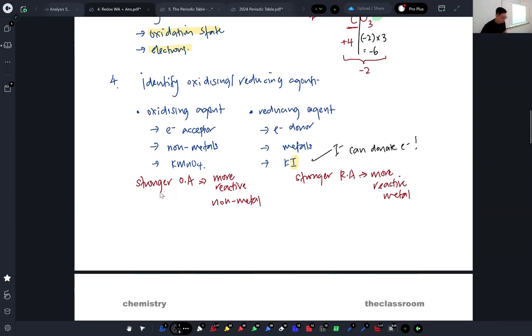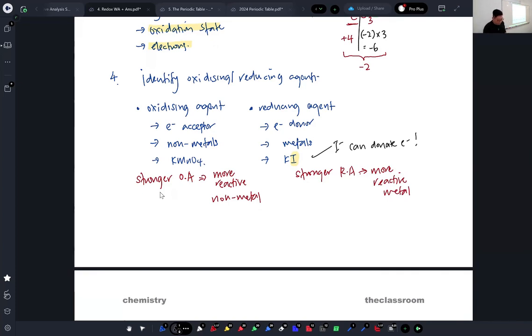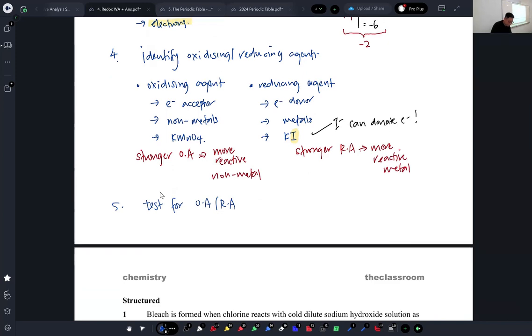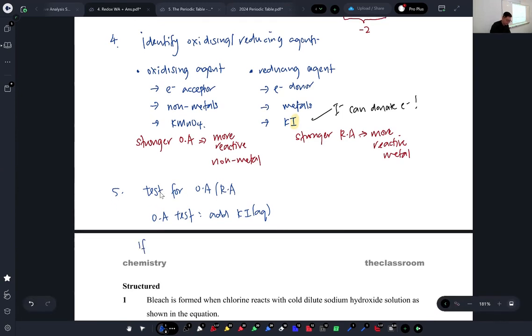Almost done. I said 5 skills, right? The last one is memory work. Point number 5 is the test for oxidizing agent and reducing agent. How do you know if something is an oxidizing agent? Very simple. OA test: add KI. If the colorless solution becomes brown, OA present. This is purely memory work.